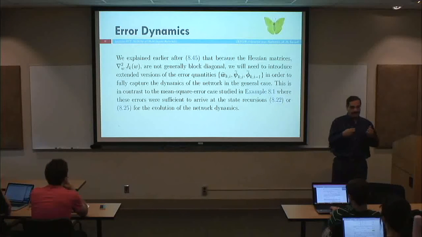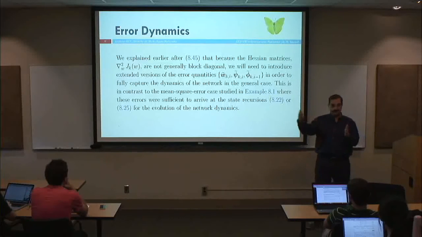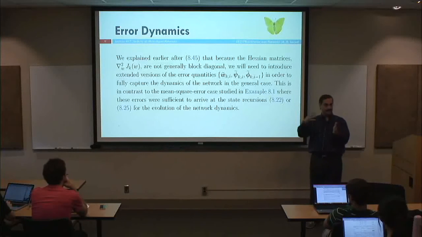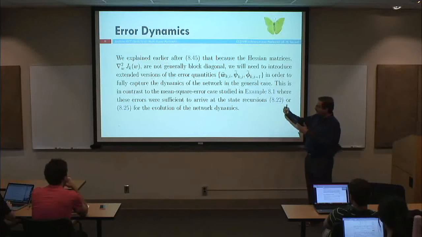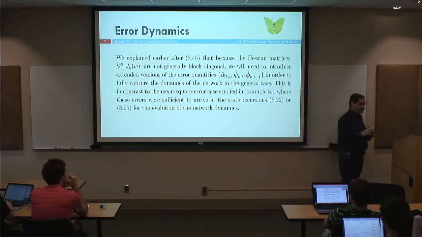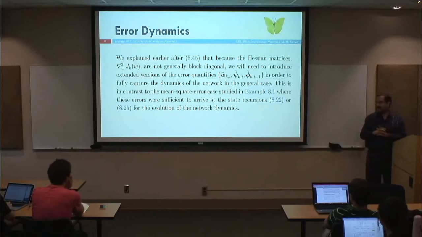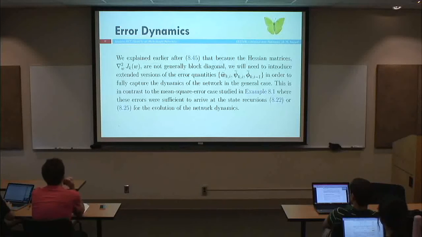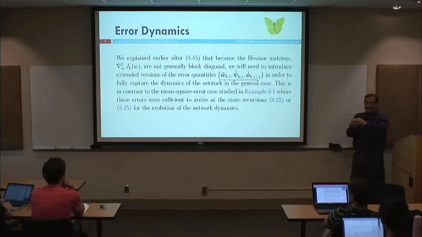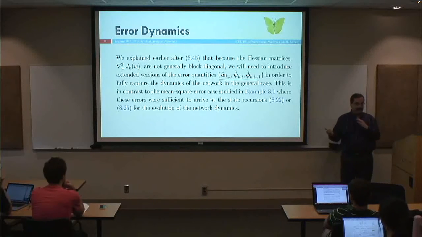What did I do? I showed you how the error vector evolves over time. I derived a recursion for that so that you know how the dynamics of the network evolves over time. Let me do it again for the network, for the general case where the JKs are not necessarily mean square error costs. But like I said, in the general case, it will not be enough to work with the traditional errors. I have to extend them in dimension, and you will understand why.